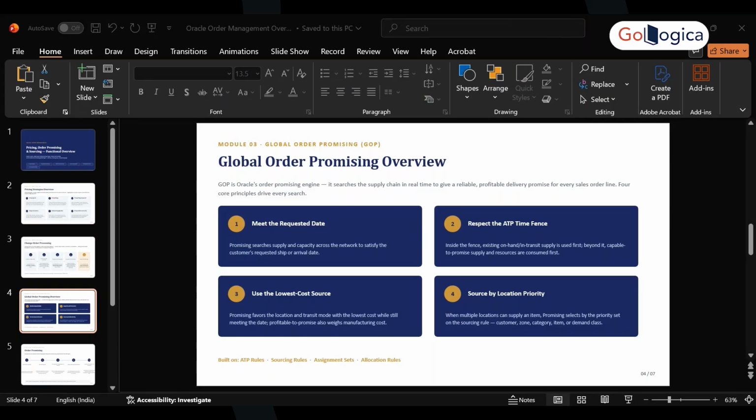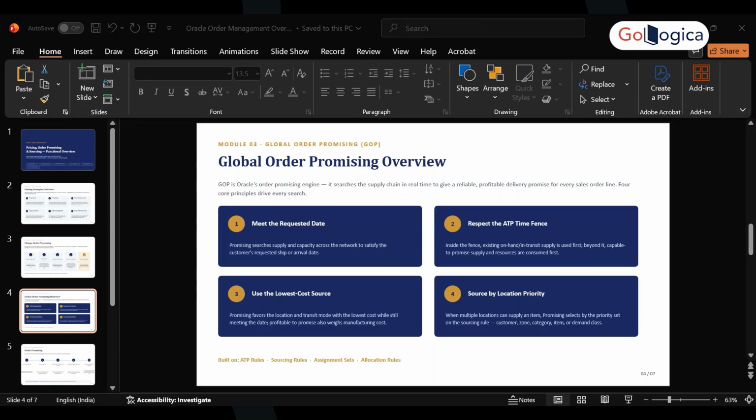It checks the current inventory, the inventory available in another organization, goods in transit, purchase orders, manufacturing work orders and future planned supplies. If sufficient supply exists to satisfy the customer's requested date, Oracle confirms that date. If not, Oracle automatically searches for the next earliest available date, and the system always attempts to satisfy the customer demand while considering the actual supply availability.